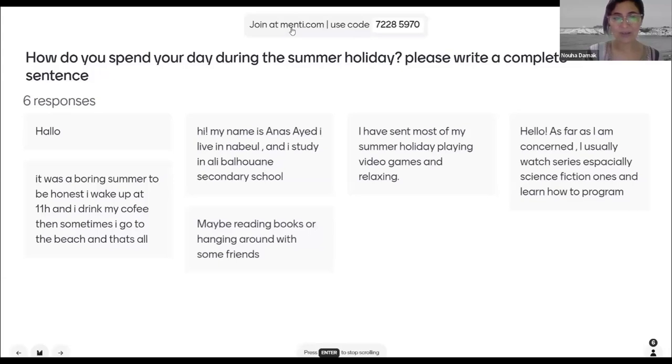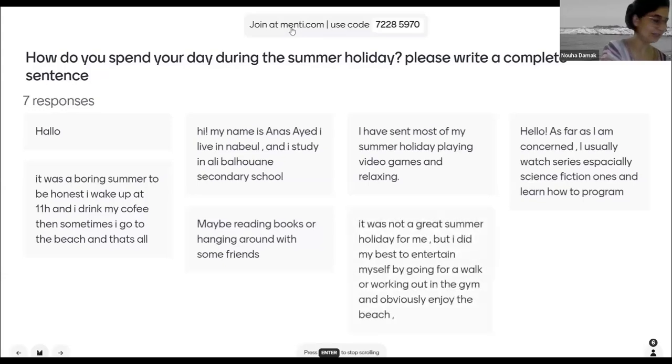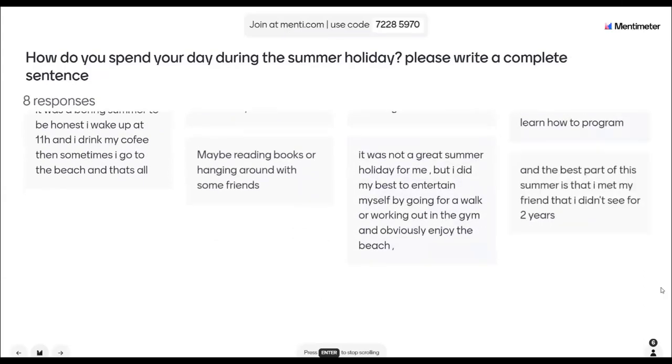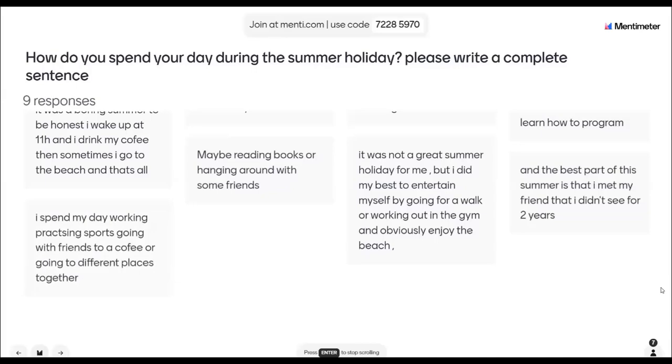Maybe reading books or hanging around with some friends. Okay. That's interesting. The best part of the summer is that I met my friend that I didn't see for 2 years. Maybe it was not a great summer holidays for me, but I did my best to entertain myself by going for a walk or working out in the gym and obviously enjoy the beach. I spend my day working, practicing sports, going with the friends to a cafe, or going to different places together.